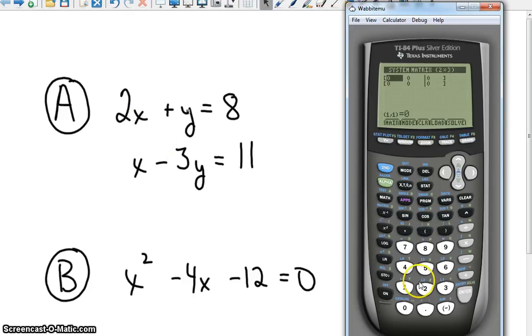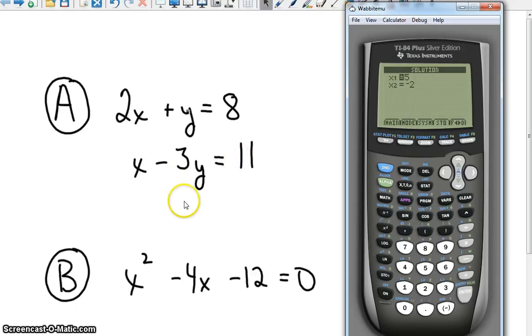So my coefficient here is 2, my coefficient is 1, and my constant term is 8. My coefficient is 1, my coefficient is negative 3, and my constant term is 11. Now all I need to do is hit solve. And my x value is 5 and my y value is negative 2. So if I put 5 into this equation and negative 2 in for y, I should get 8. If I put the same numbers into this equation, I should get 11.